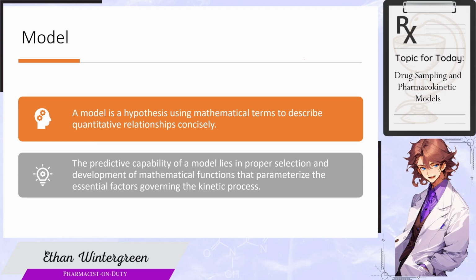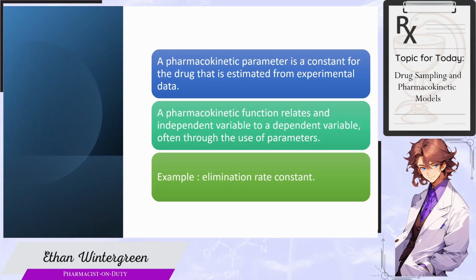A model is a predictive apparatus. If you have the appropriate background data, you could construct a model to predict situations of which you have prior data. A pharmacokinetic parameter is a constant for a drug that is estimated from experimental data. Pharmacokinetic functions relate an independent to a dependent variable, often through the use of parameters. We will be discussing pharmacokinetic parameters in the second half of our course.